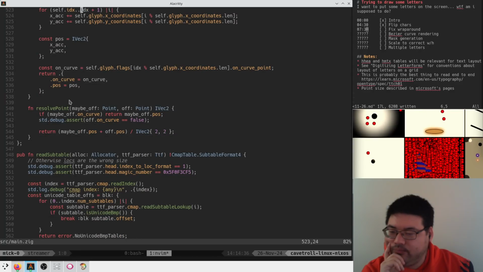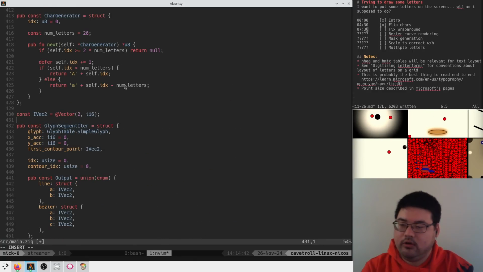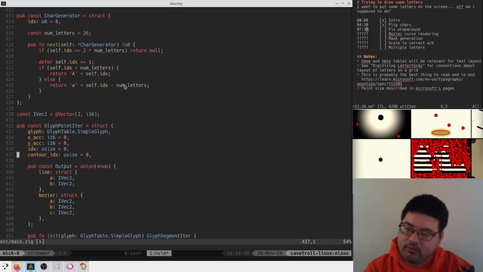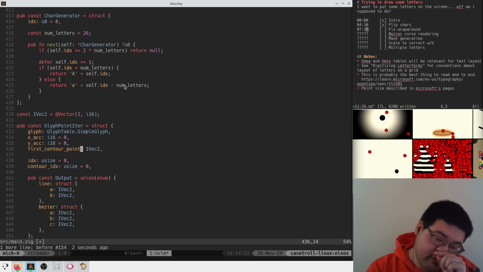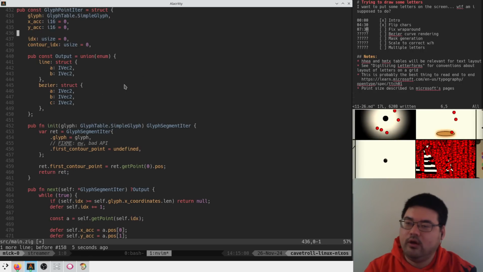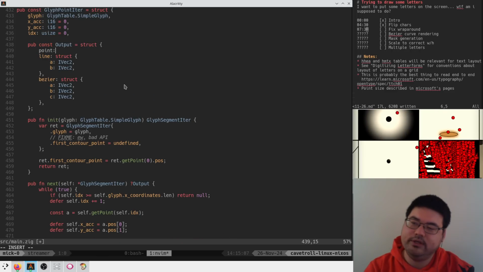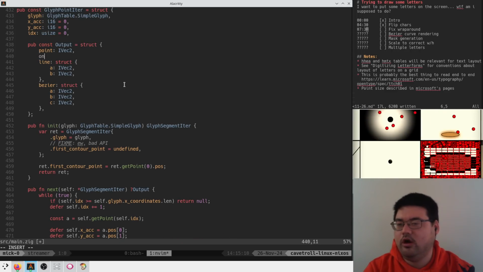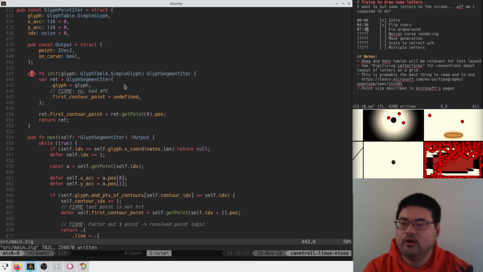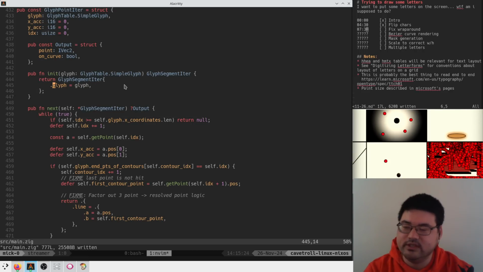Or, yeah, it's probably easier to do it that way. So can we just go glyph point iter? Okay. And we can probably get away with skipping a lot of stuff here because I don't think we have to keep track of contours anymore. And our output here is just going to be a struct, which has a point as an IVEC2, as well as on curve, which is going to be a Boolean. Okay. To init this thing, we just do this.